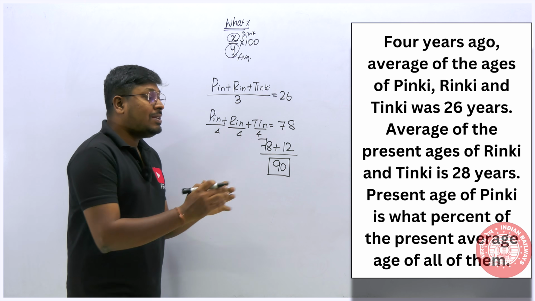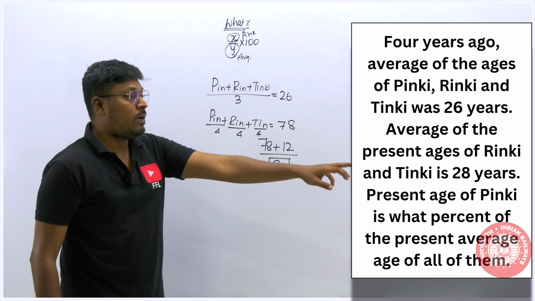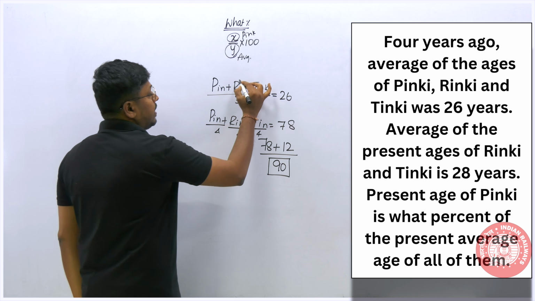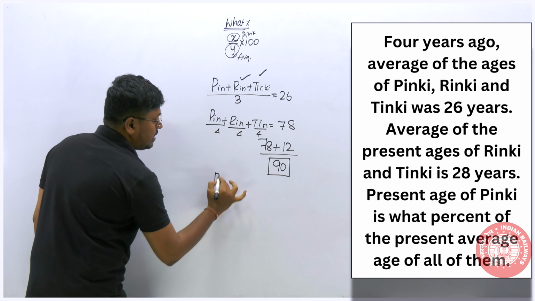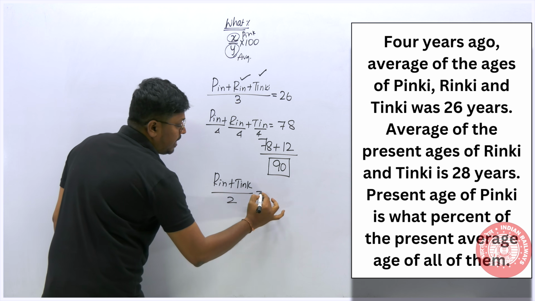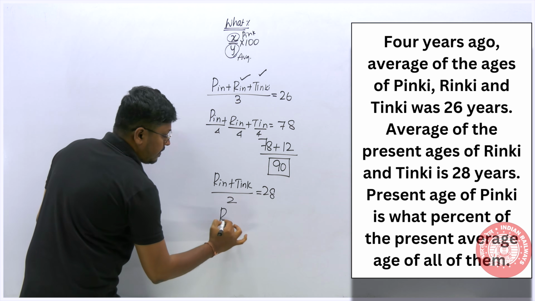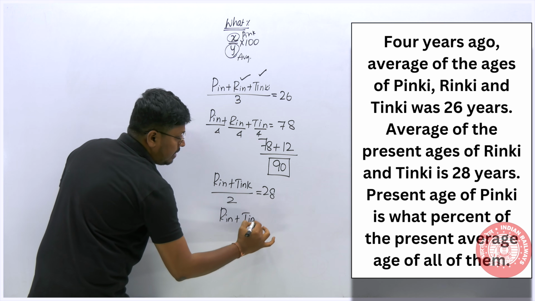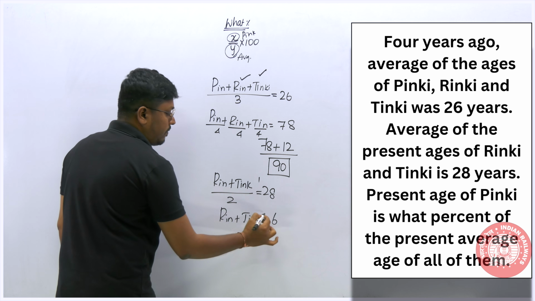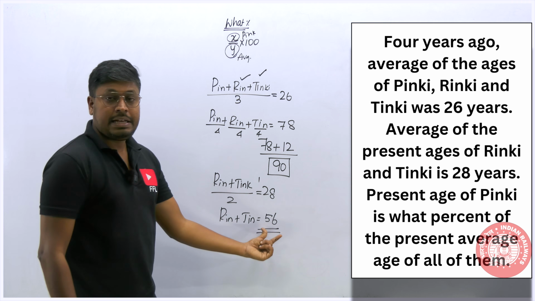Now what are the other values they have given in the question? The average present age of Rinky and Tinky is 28 years. So Rinky and Tinky, 2 persons, so Rinky plus Tinky divided by 2 is equal to how much? What they have given is 28. So we can say Rinky plus Tinky is equal to 28 into 2, 8 2s are 16, remaining will be 1, 4 and 5, so 56. So the sum of the present age of Rinky and Tinky is 56.